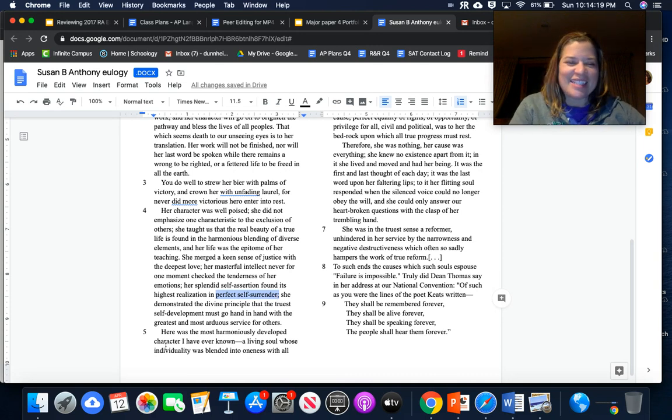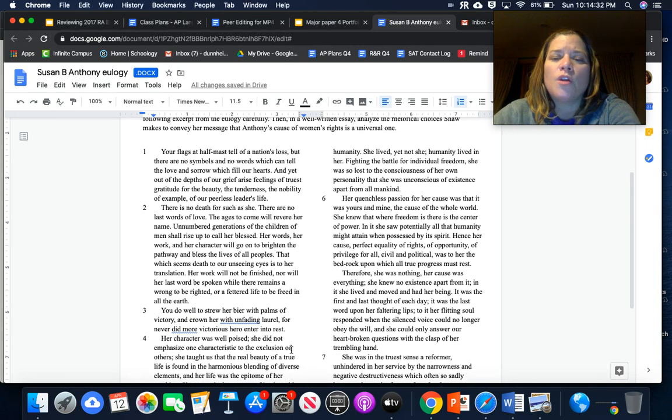Okay, continuing on, paragraph 5. Here was the most harmoniously developed character I have ever known, a living soul whose individuality was blended into oneness with all humanity. She lived, yet not she. Humanity lived in her. Fighting the battle for individual freedom, she was so lost to the consciousness of her own personality that she was unconscious of existence apart from all mankind.